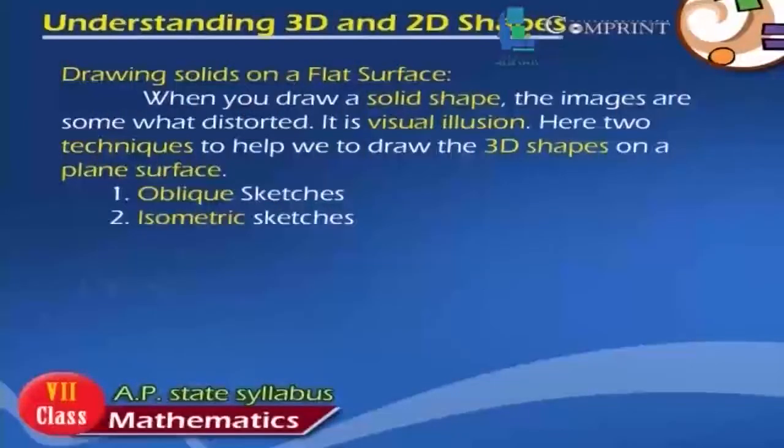Drawing solids on a flat surface. When you draw a solid shape, the images are somewhat distorted. It is a visual illusion. Here are two techniques to help you draw 3D shapes on a plane surface. 1. Oblique sketches. 2. Isometric sketches.